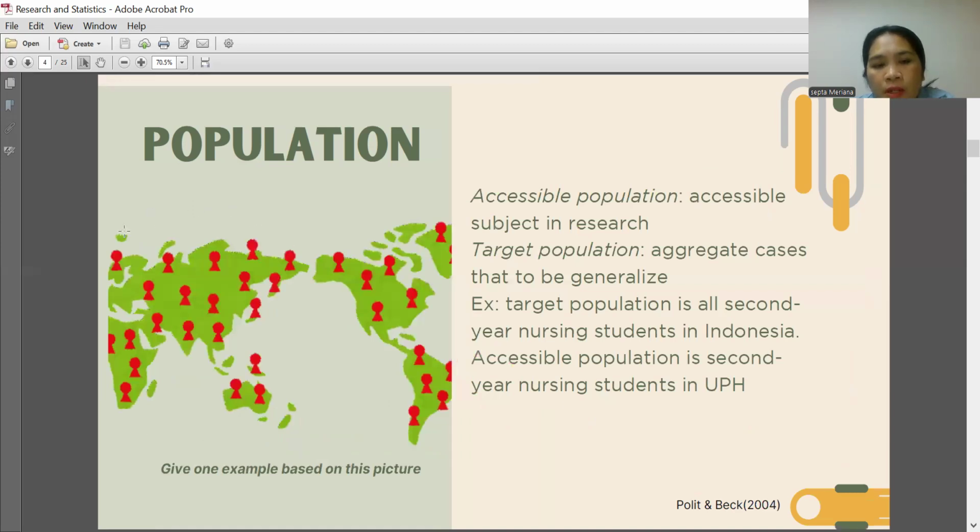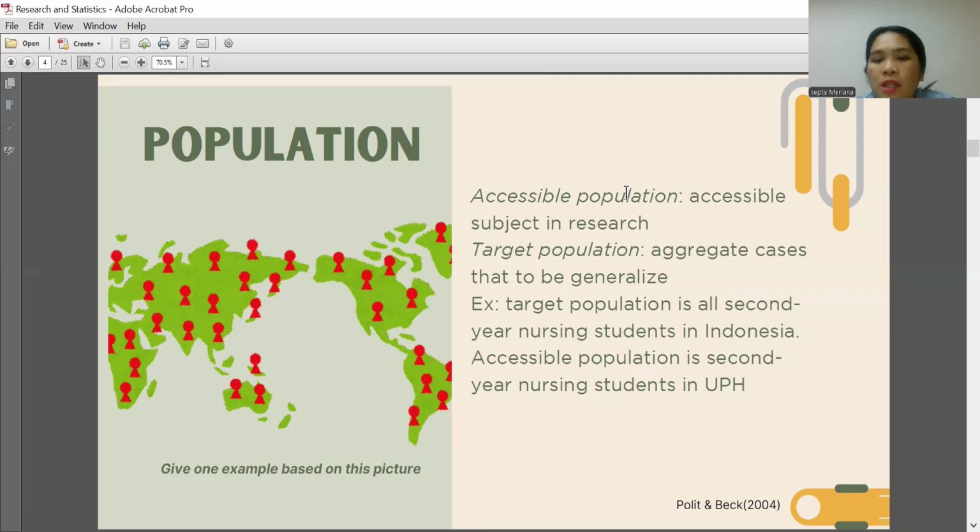So you can see here the populations can be from many regions. This is the map of our world. So that's the populations of our world. Population also has many terms. The first one is accessible. The accessible is we can access the subject to become our subject in research.